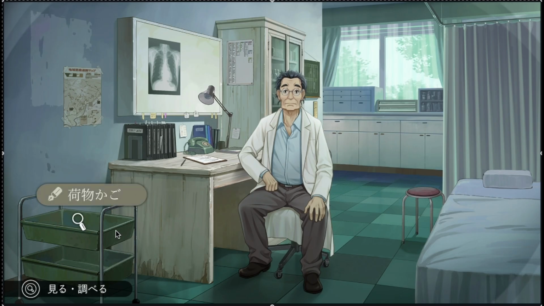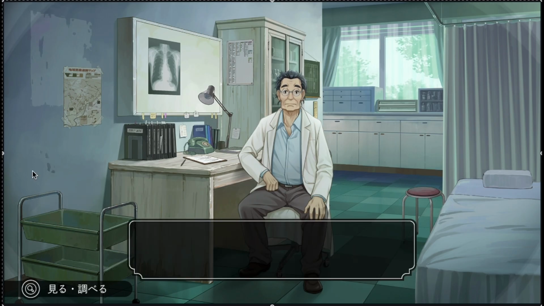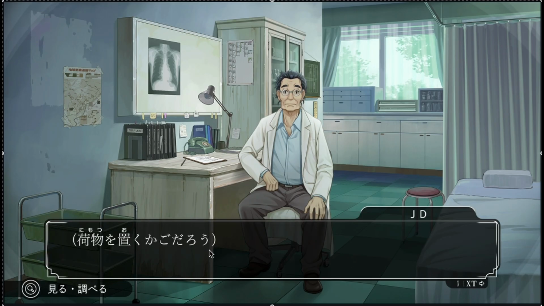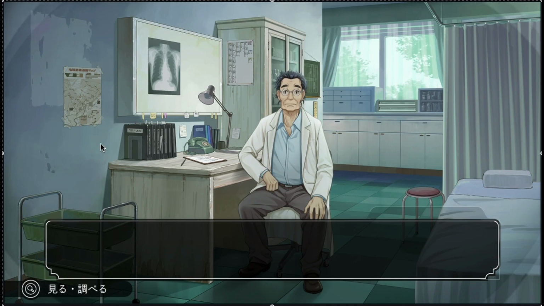Nimotsu kago. So kind of like a place to put your bags. If you go to a doctor's office, you'll often see this, and they'll tell you to put your bag there. 荷物を置くカゴだろ。 And that's basically what it just says. It describes the nimotsu, your bags, or oku, to place, and then kago, kind of like a box sort of thing to put them in.